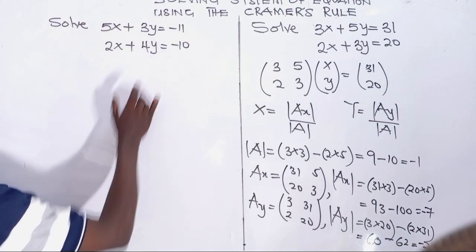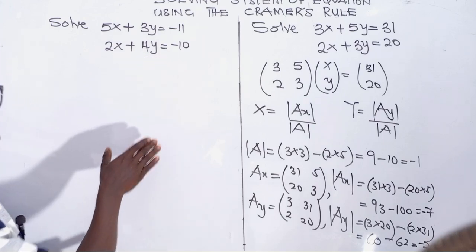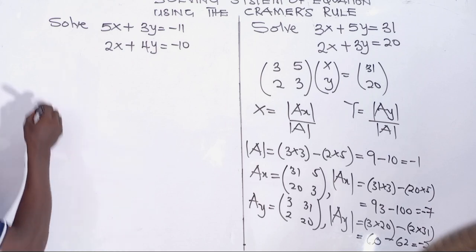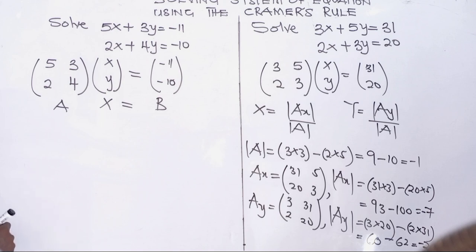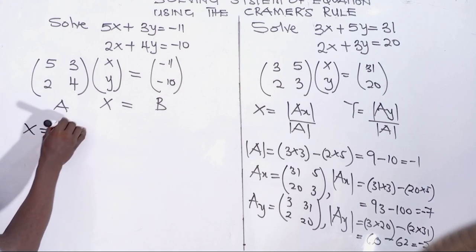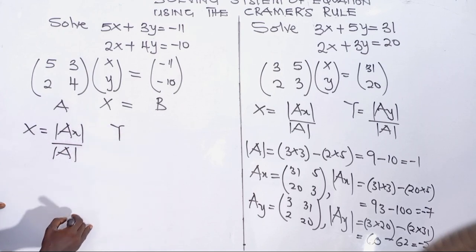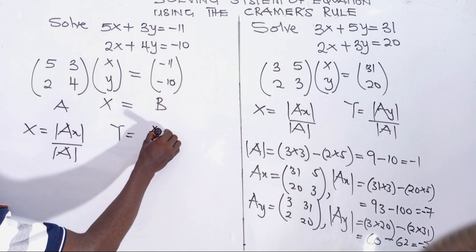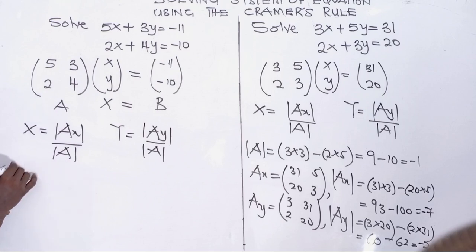So we want to solve these two system of equations using Cramer's rule. So first of all, we have to write down the matrix equation for these two system of equations. So in using Cramer's rule to find the variables x and y, finding the variable x is given as the determinant of Ax all over the determinant of A. And to find the variable y, it is given as the determinant of Ay all over the determinant of A. So first of all, we have to find the determinant of A.